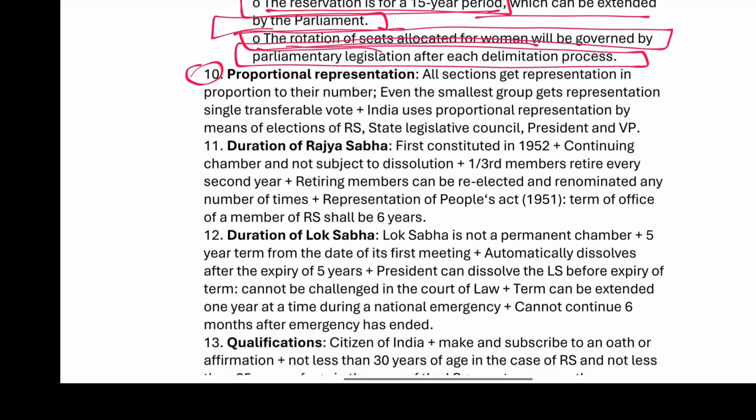We are reading about the proportional representation. All the seats get representation in proportion to their number. Even the smallest group gets representation with the help of the single transferable vote by means of Rajya Sabha, State Legislative Council, and Vice President.